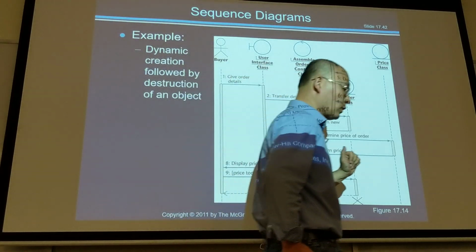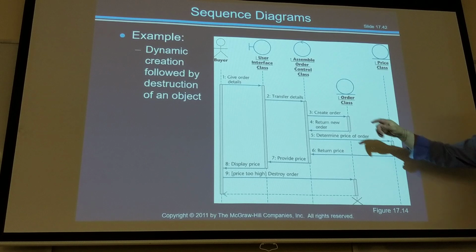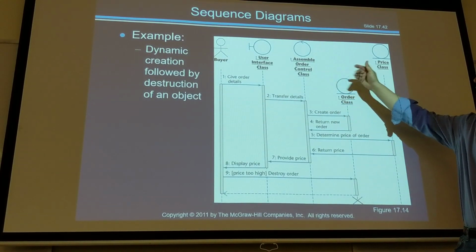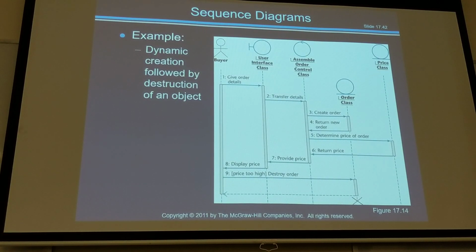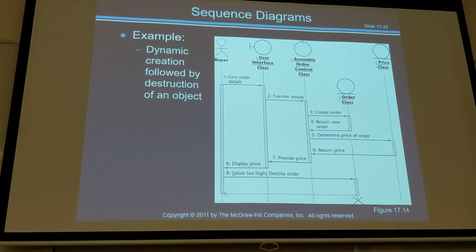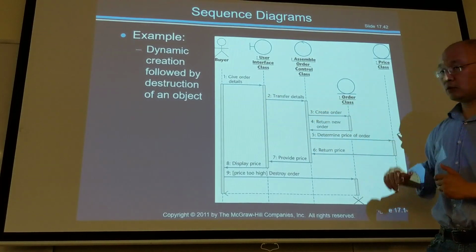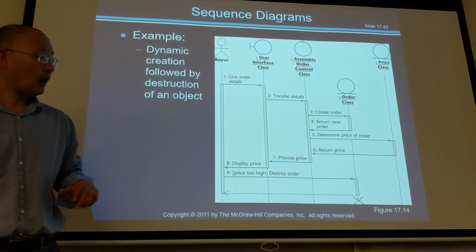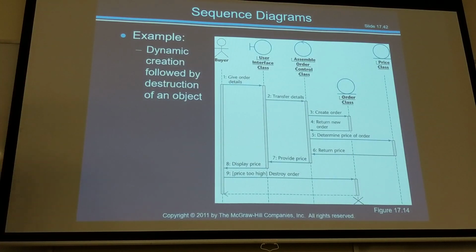Now, if you look at it, the first information you get is, guess what? We already have the classes of my system identified: user interface, assemble order, control class, order class, price class. I know these are the classes in my class diagram. And this sequence diagram, the third part, is how we are actually using this set of classes to implement one scenario of this use case.